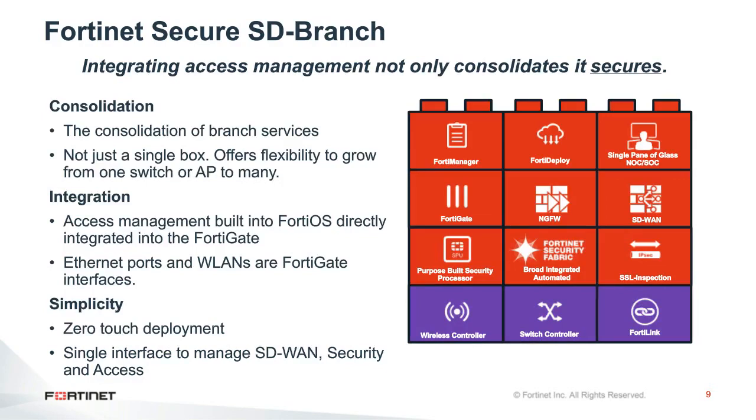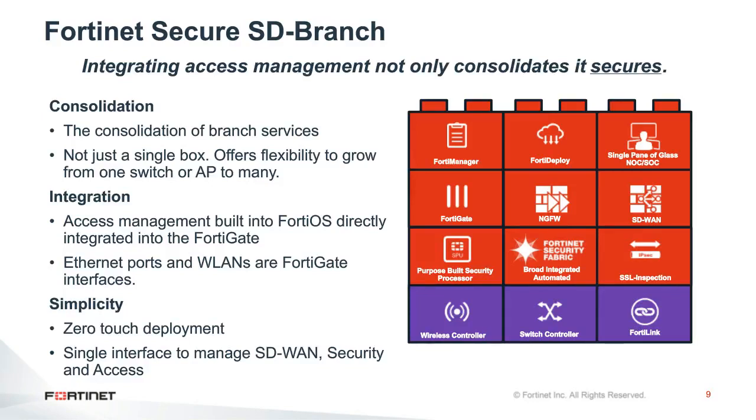And this integration means you can make use of the access management which is built into the FortiOS. The most important outcome of this integration is your LAN ports and wireless LAN are now viewed and managed as interfaces on the FortiGate. So what does this mean? This means you can directly gain visibility and control of your LAN and wireless LAN network from both networking and security perspectives.